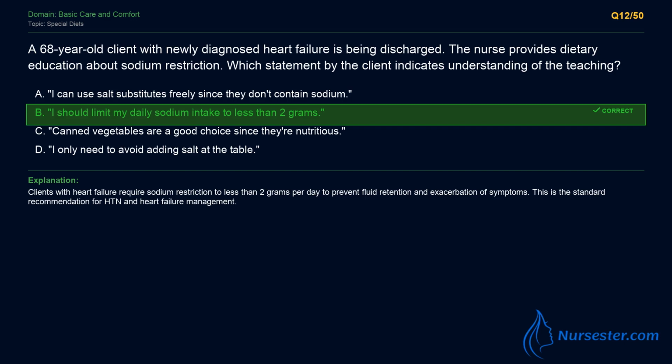The correct answer is B. Clients with heart failure require sodium restriction to less than 2 grams per day to prevent fluid retention and exacerbation of symptoms. This is the standard recommendation for HTN and heart failure management.